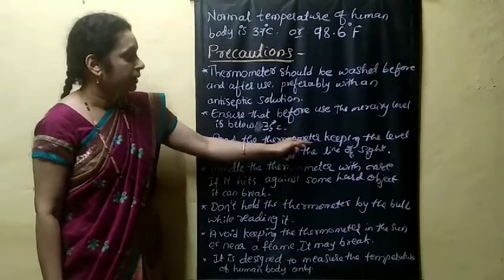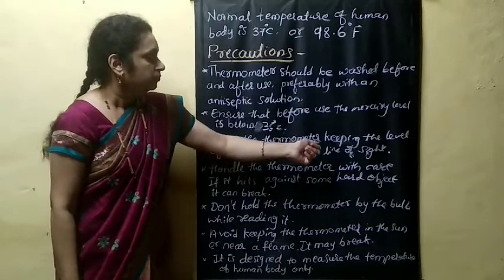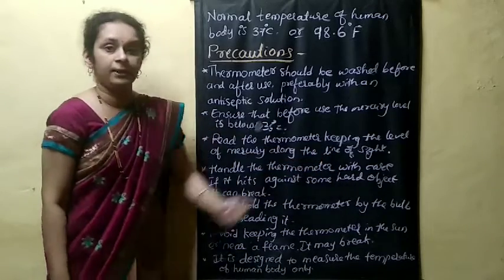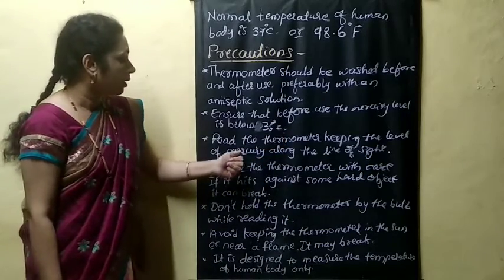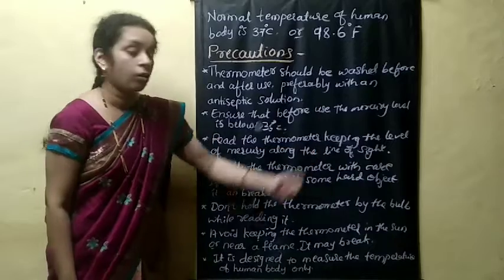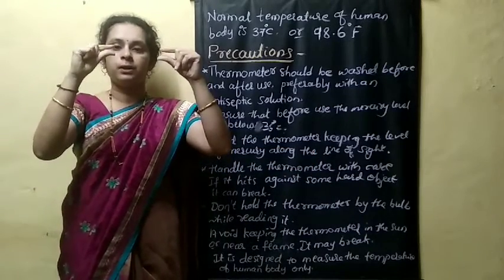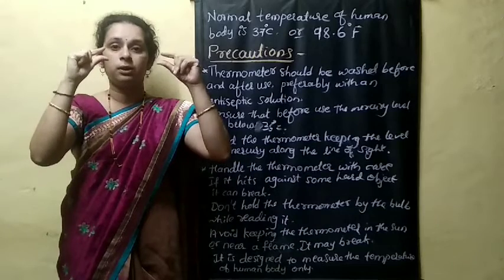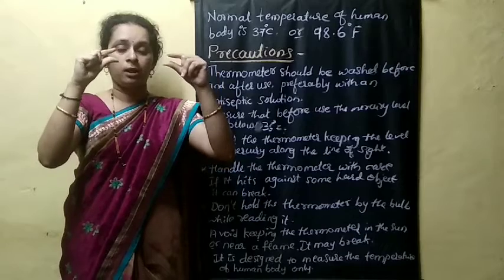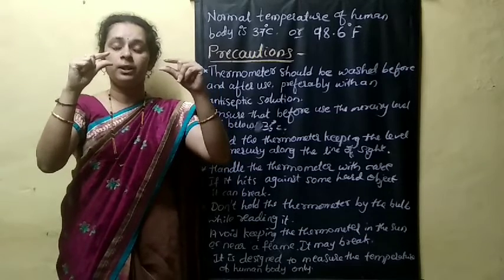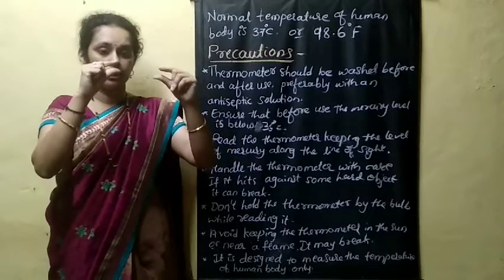Read the thermometer keeping the level of mercury along the line of sight. How do you read it? You have to keep the thermometer like this, and the mercury level should be seen exactly with the help of your eyesight. It should be correct to the measurement of your eyesight. Like that, you have to keep it.